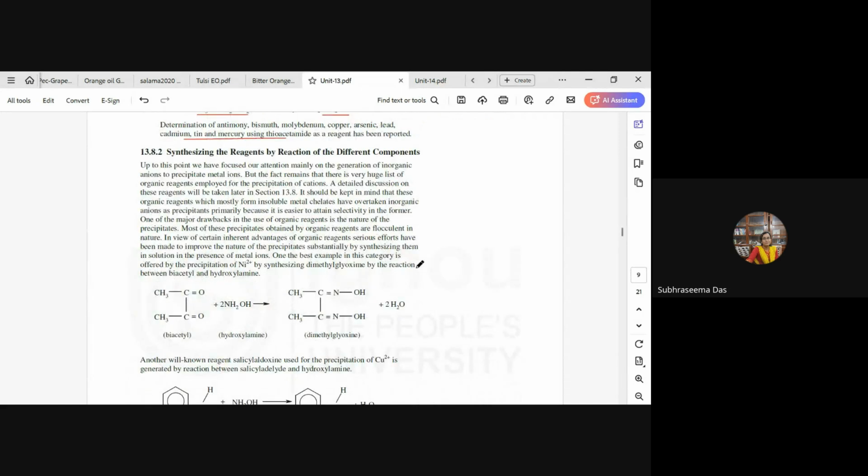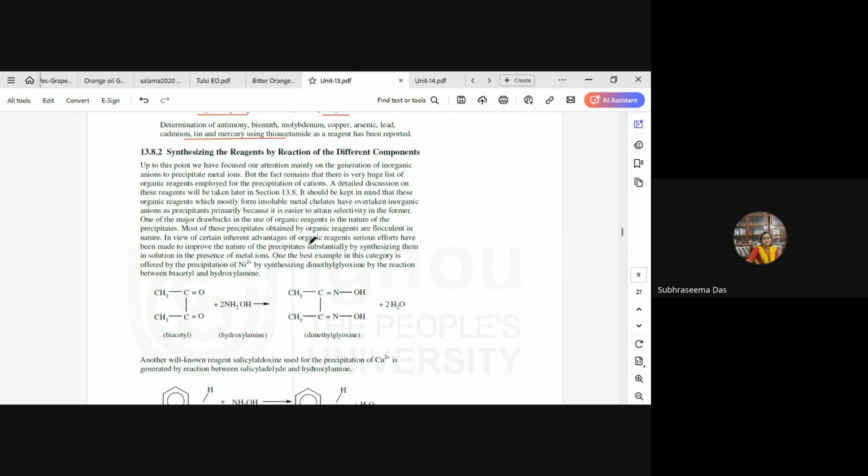Then coming to synthesizing reagents by reaction of different compounds. One of the major drawbacks for precipitation reactions is the use of organic reagents, which determine the nature of the precipitates. Most of the precipitates obtained by organic reagents are flocculent in nature. So in view of certain advantages of organic reagents, one of the methods has been to synthesize the reagents in situ during the reaction.